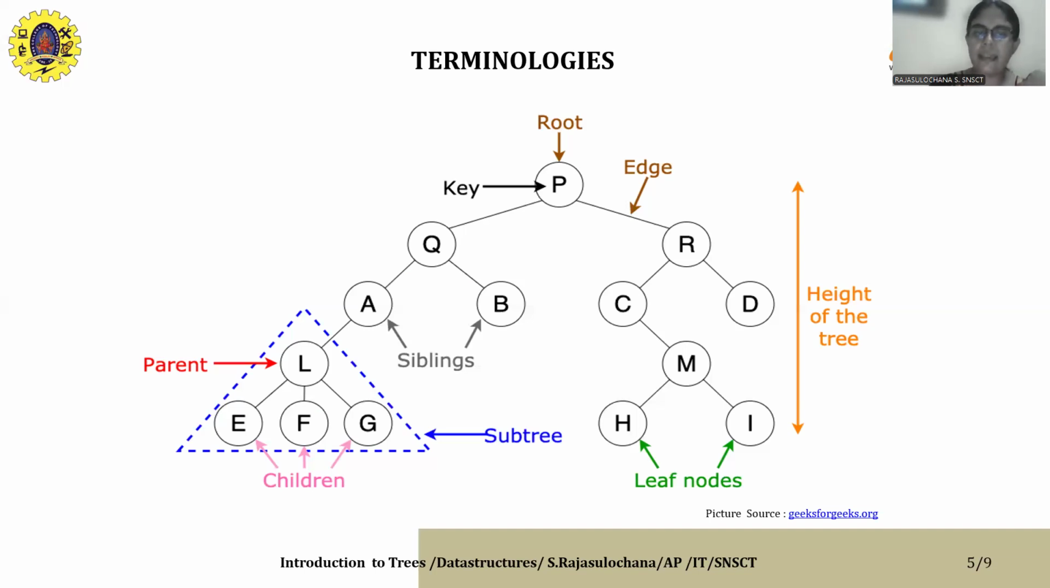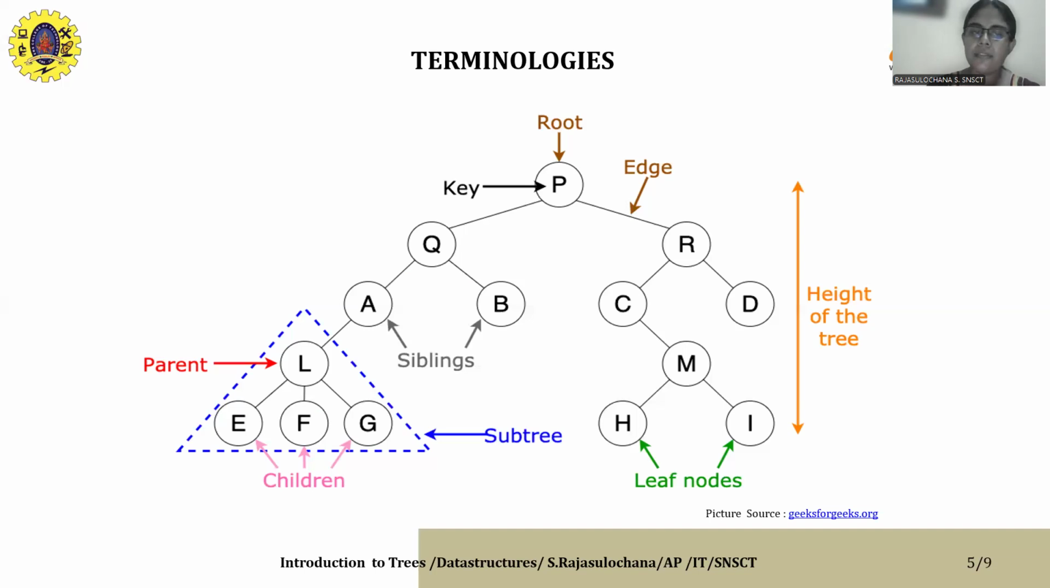So if you take E, F, G, B, H, I, and C, D, these nodes do not have any children. So these nodes are called leaf nodes. If you want to determine the height of the tree, from the root node till the last leaf node, the number of edges is called the height.